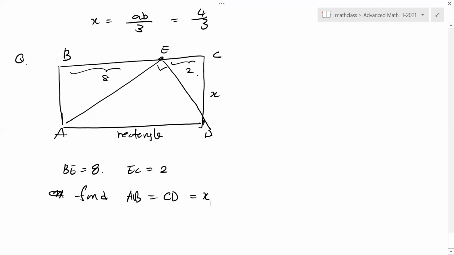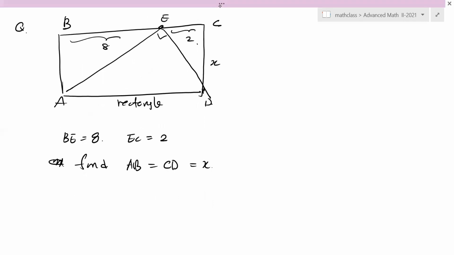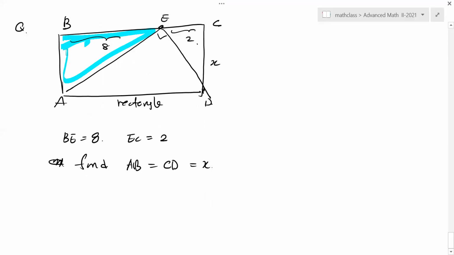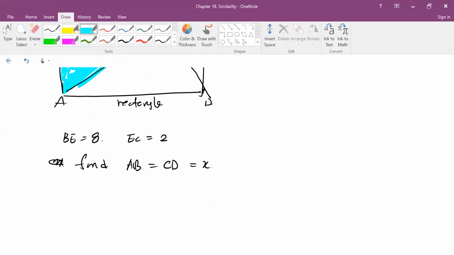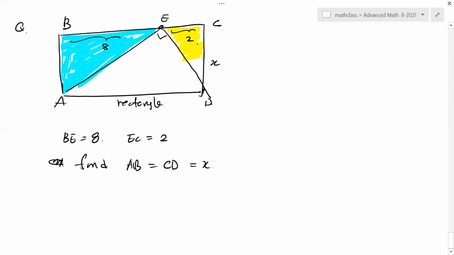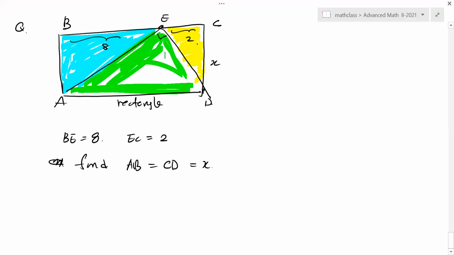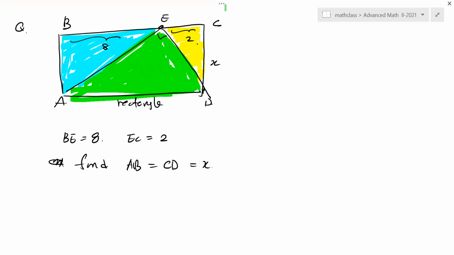Well, I told you there were three similar triangles, right? So I put different colors there. This is one triangle, and they must be similar. Let's prove it first. This is yellow, and this one. So we have several similar triangles. Why are they similar? Let's put it in this position.